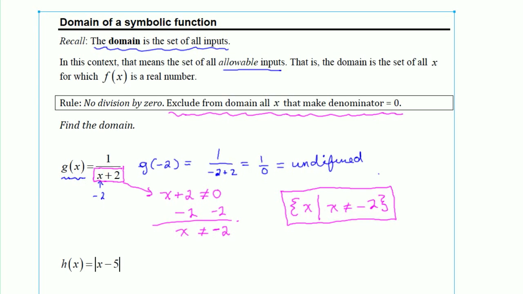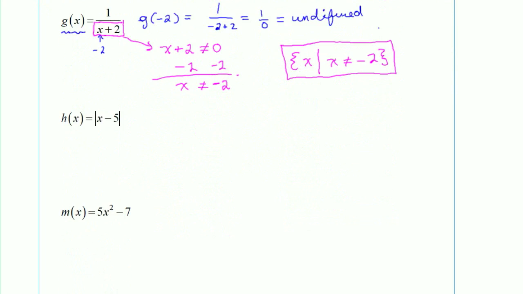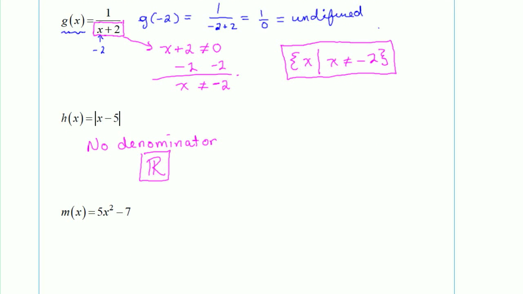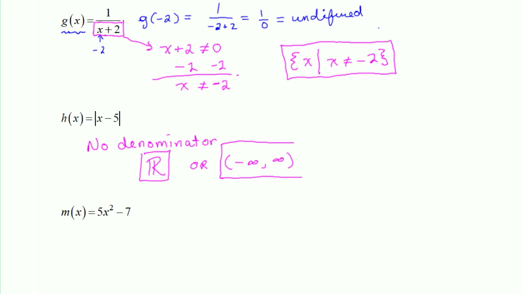Going on to the next example, h of x equals the absolute value of x minus 5, we see that there is no denominator. If there's no denominator, or even if there's just no variable in the denominator, then there's no danger of division by 0, and therefore our domain is the set of all real numbers, which we could alternatively write in interval notation as the interval from negative infinity to infinity. The shortest way of saying the set of all real numbers is using the bold R that denotes this set.